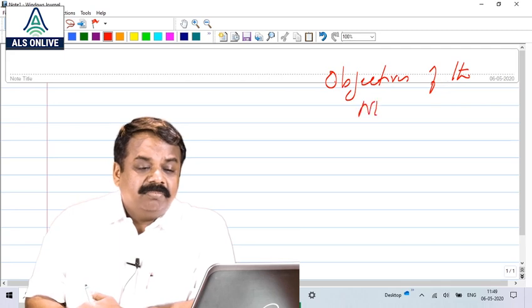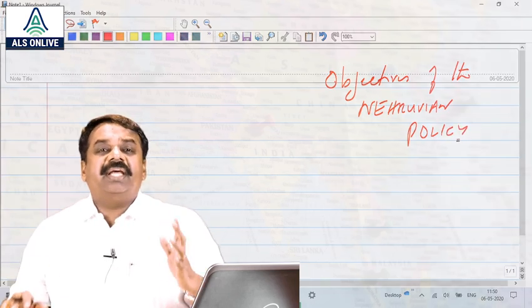Objectives of the Nehruvian policy. And the discussion here is, is it relevant even today? I mean, Nehruvian foreign policy was there, and is it relevant? That is the next question, because many a time the question mark is, we are talking about what we started almost 70 years before. Is it relevant today? That is the question.